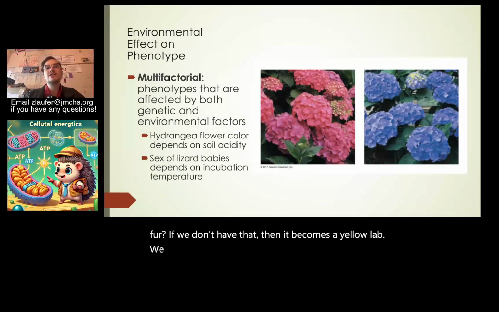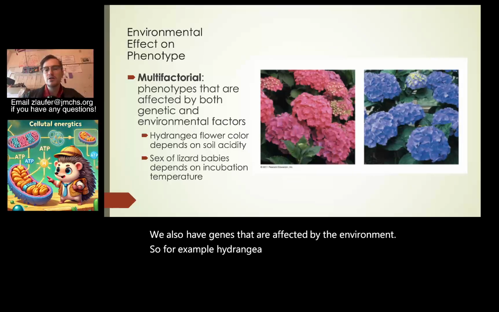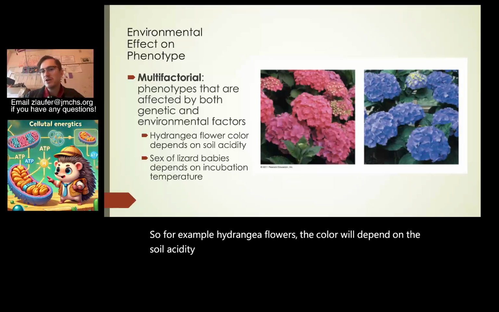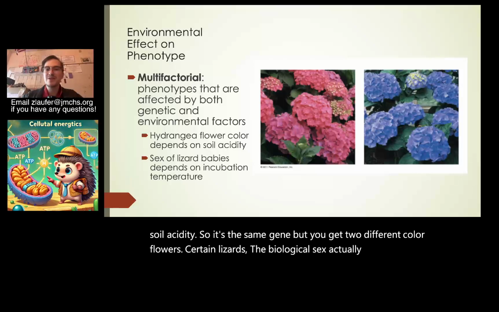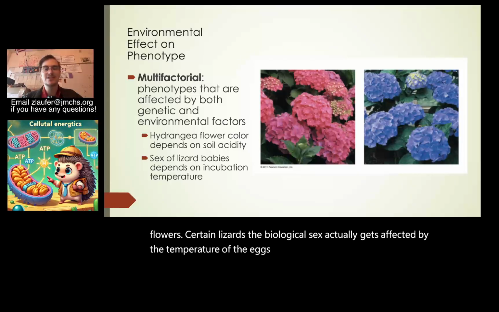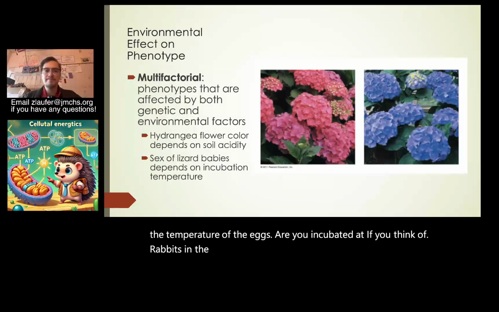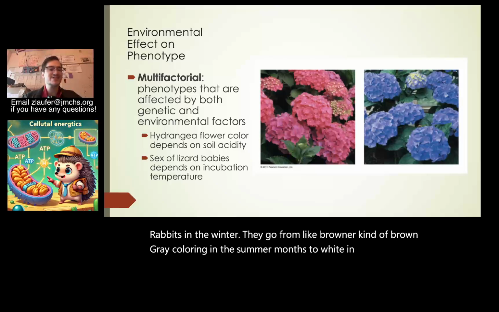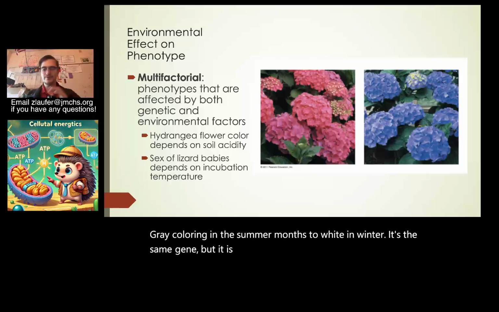We also have genes that are affected by the environment. So, for example, hydrangea flowers, the color will depend on the soil acidity. So it's the same gene, but you get two different color flowers. Certain lizards, the biological sex actually gets affected by the temperature the eggs are incubated at. If you think of rabbits, they go from a brown-gray coloring in the summer months to white in winter. It's the same gene, but it is producing two different phenotypes.